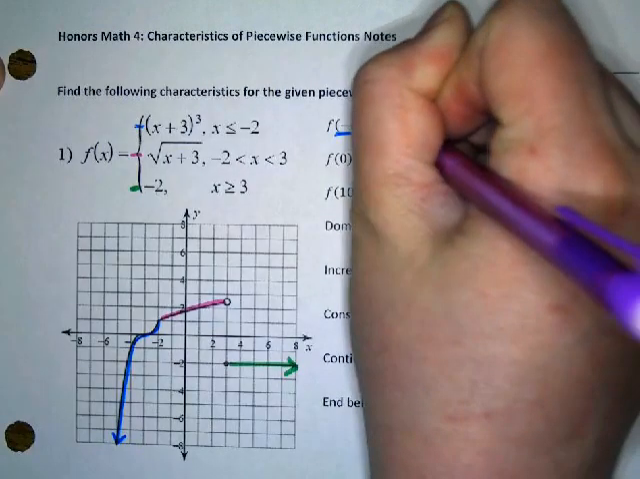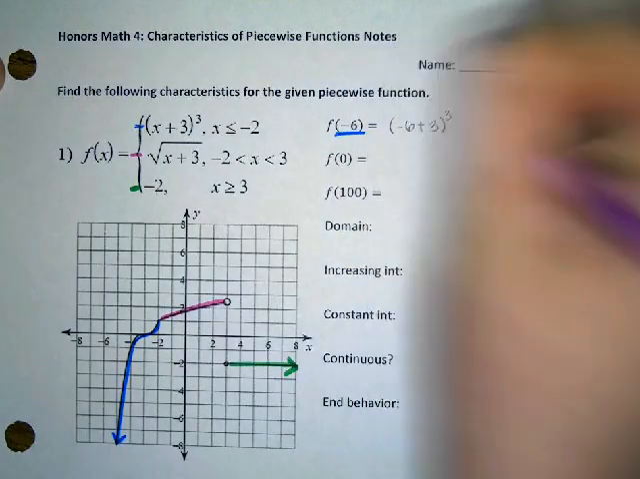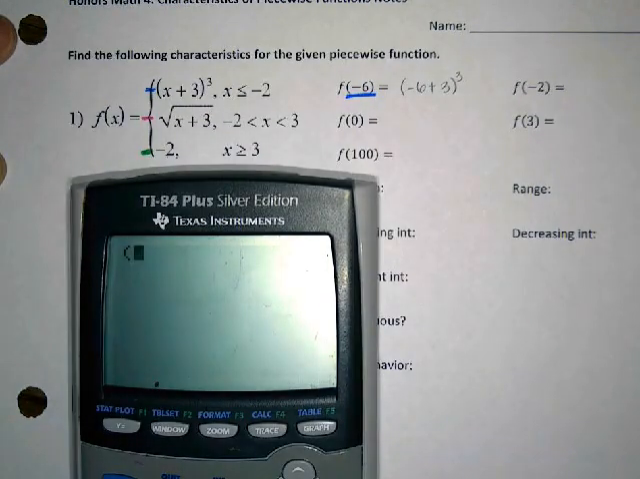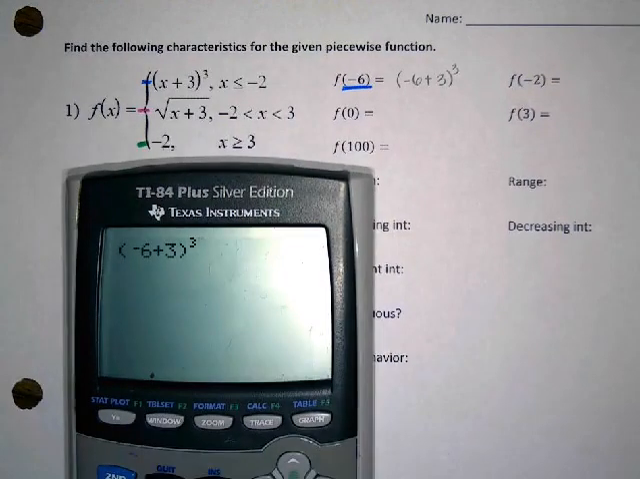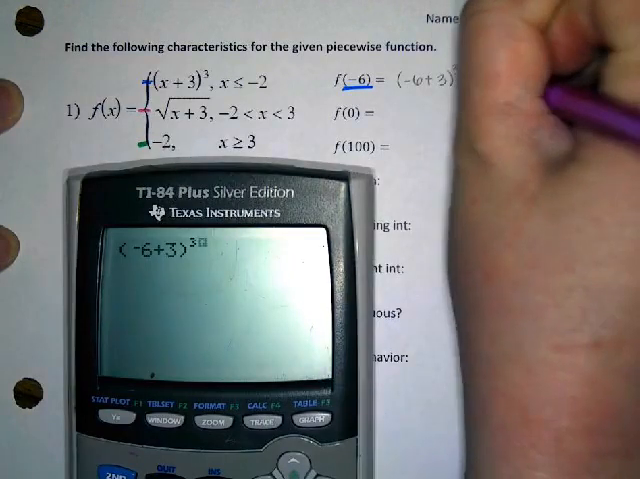So I've got -6 plus 3 to the 3rd power. And you can plug it in your head. You can do mental math for that, or you can plug it in to the calculator. Either way is fine. So -6 plus 3 to the 3rd power would be what? Not quite to the 3rd power. -27. Perfect. -27.